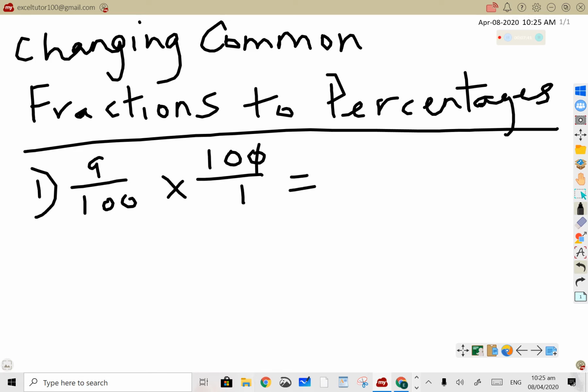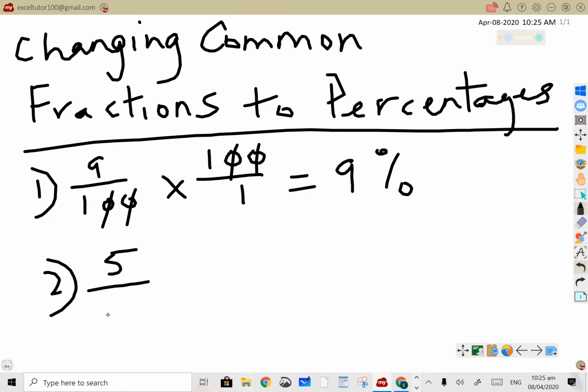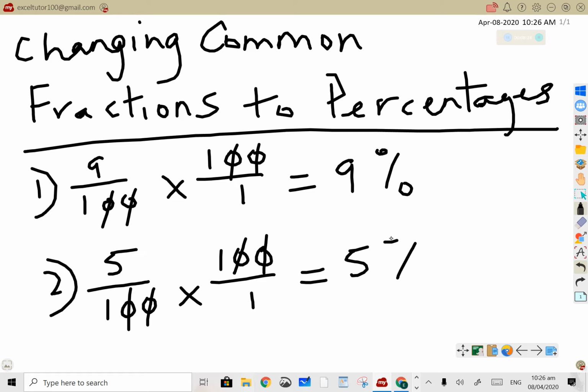Now again, we can cancel out our zeros. Now we don't just cancel all the zeros. There must be corresponding zeros in order for you to cancel it off. Okay, to cross multiply, as they say. So you have 9%. Number 2. Let us take a look at another one similar to that again, to show you how the cross multiplication works. So we cancel off 1 0 here, we must have a 0 here. Cancel off a 0, we must have a 0 here. And we end up with 5%.